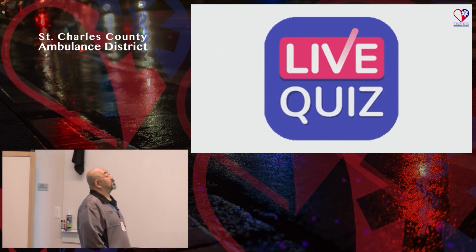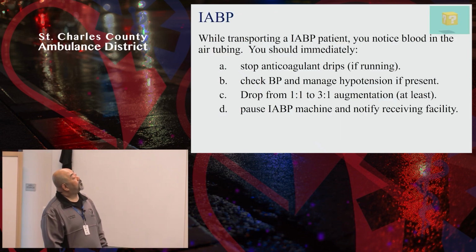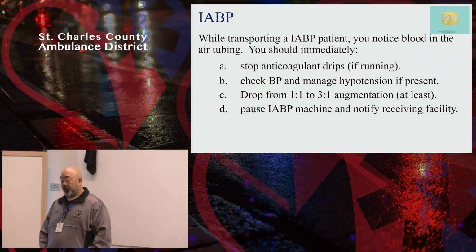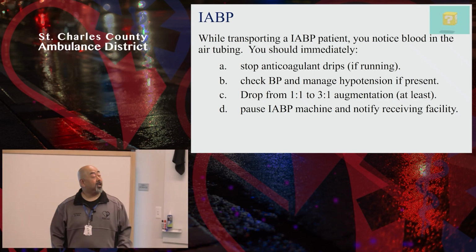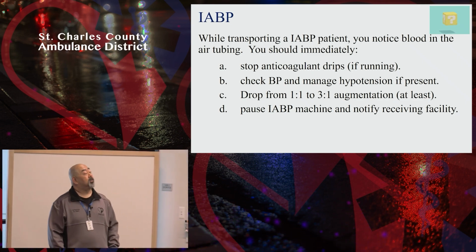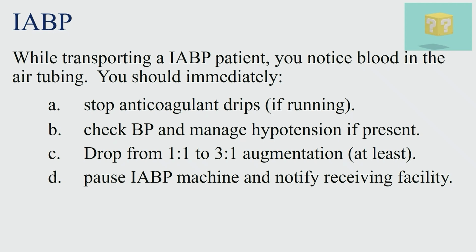Another quick live quiz. If you notice blood in the air tubing, you should immediately: A, stop anticoagulants; B, check the pressure and manage hypotension if they're hypotensive; C, switch from 1-to-1 to 3-to-1 augmentation, at least; or D, pause the IABP and notify the receiving facility.